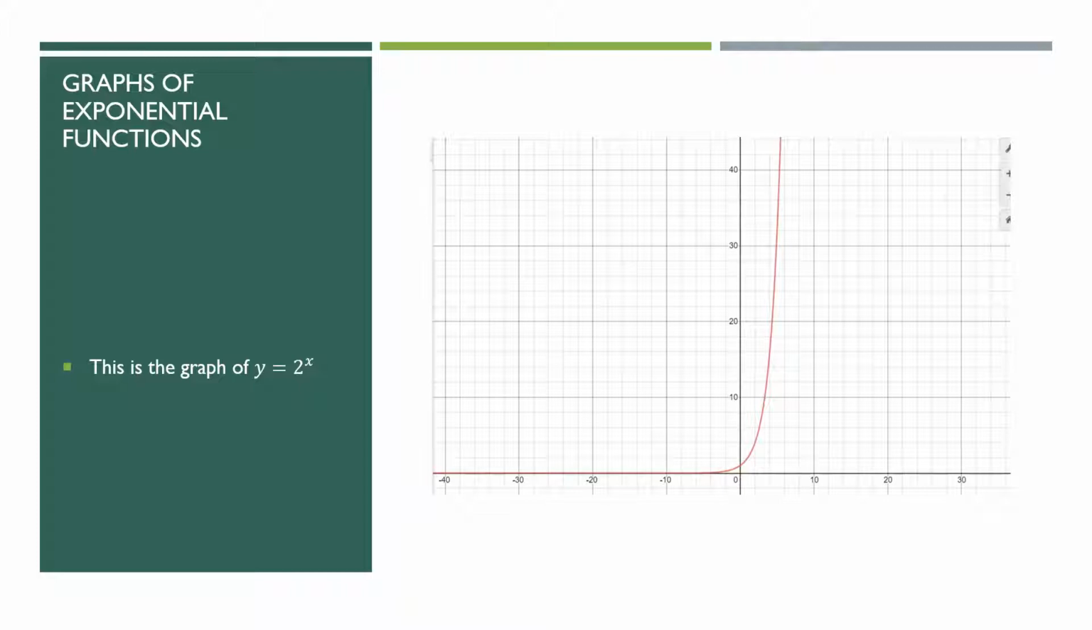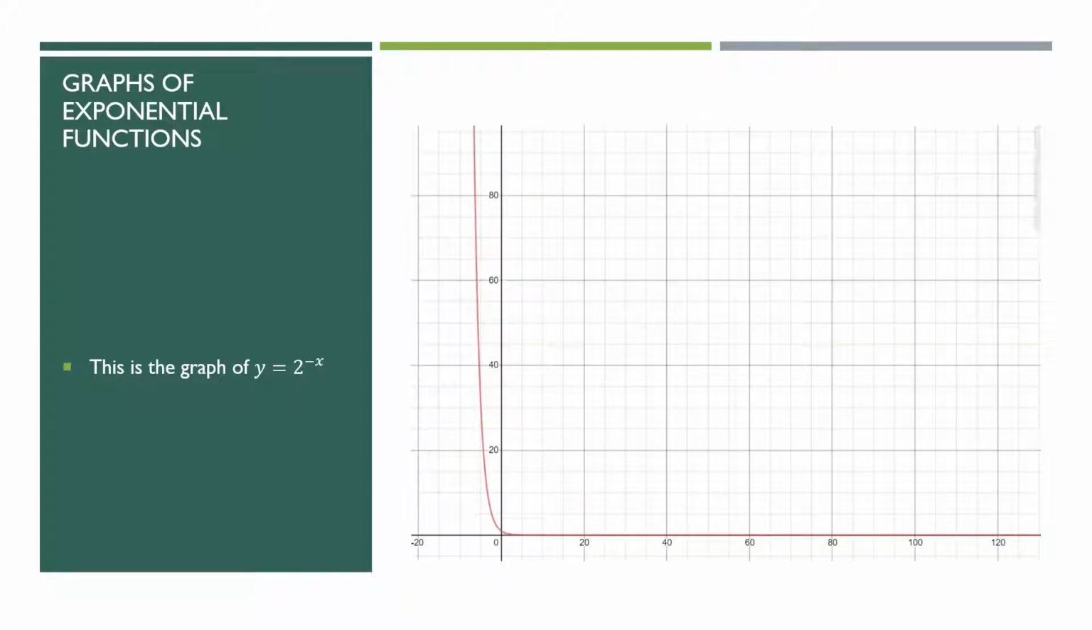The next graph that we're going to look at is y equals 2 to the negative x. You can see if you have a negative exponent, this is where it's going to go down, it's going to decrease. If we're starting on the left, you read graphs just like how you read sentences. You always start on the left and you move towards the right.